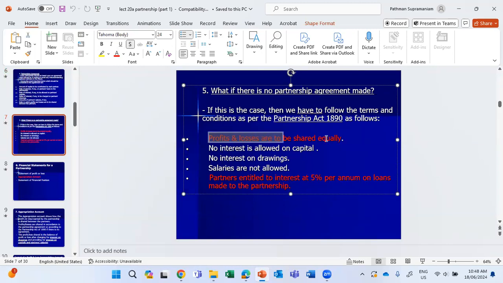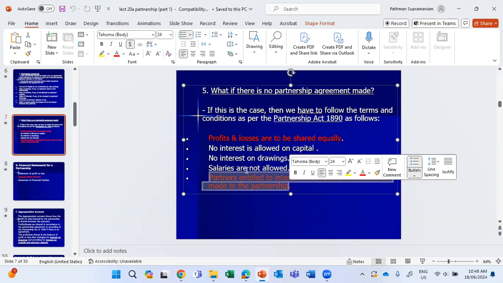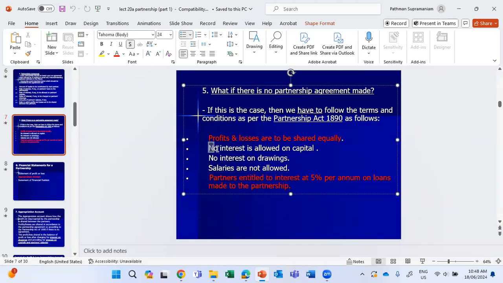So only these 2 things apply. Apart from these 2 things, although I put here no interest, you can choose to not remember the white one because only the red ones apply. I think that's easier to remember rather than remembering what is not allowed.